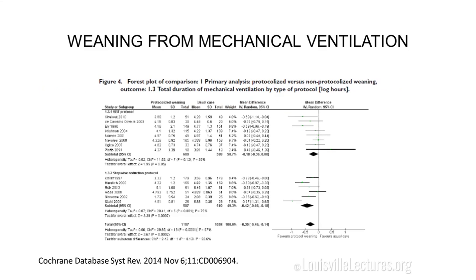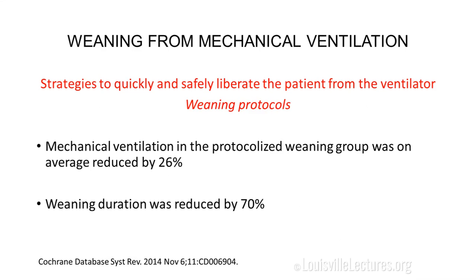So this is a meta-analysis that pulled several studies that compared the use of a protocol versus no protocol and showed better outcomes. This is total duration of mechanical ventilation. This favors the protocol, so better outcomes. So there is clear evidence that using a protocol to get your patient off the ventilator for the weaning process is a good thing. The protocolized weaning group had mechanical ventilation reduced by 26% on average, and weaning duration was reduced by 70%.